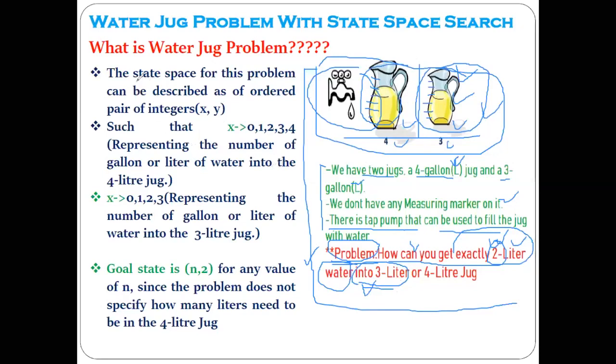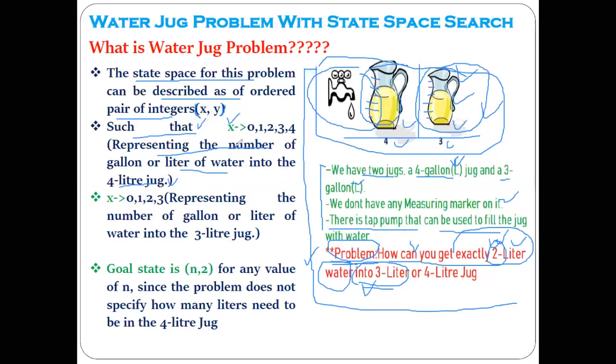Here I have shown that the state space for this problem can be described as an ordered pair of integers, X, Y. Now what does this mean, X and Y? Here X indicates the number of liters of water in the 4 liter jug. What is the capacity of the 4 liter jug? 4 liters. Understood. So X indicates what?